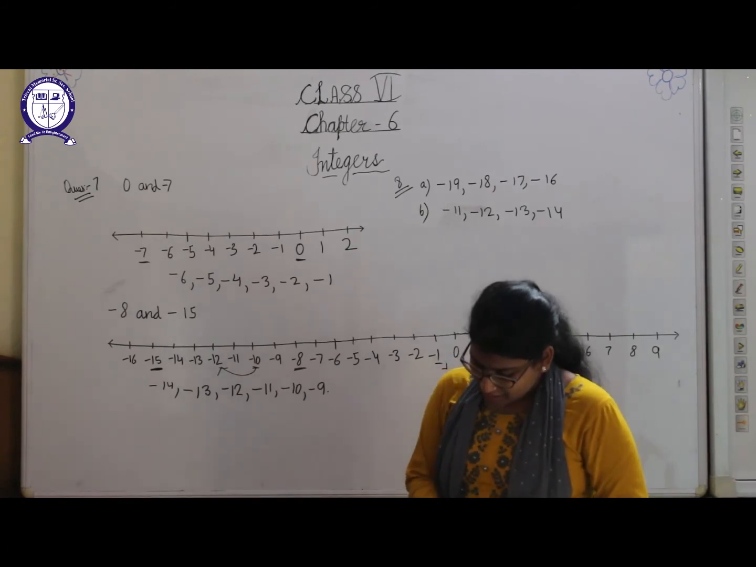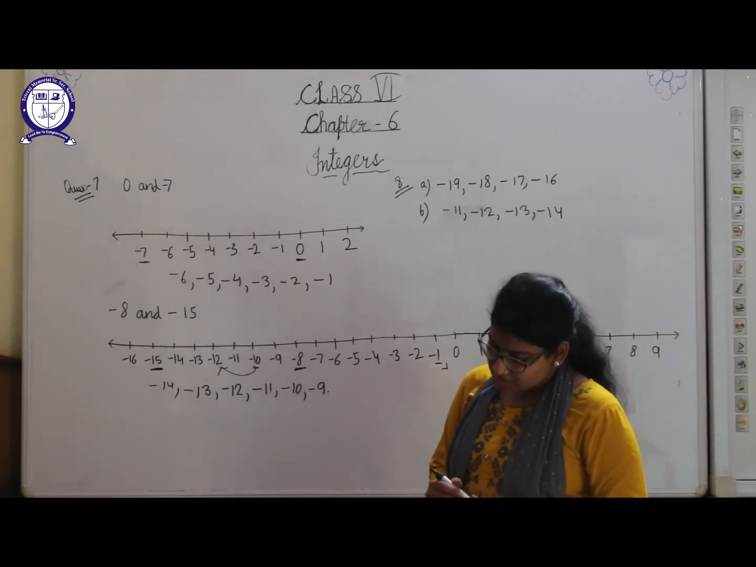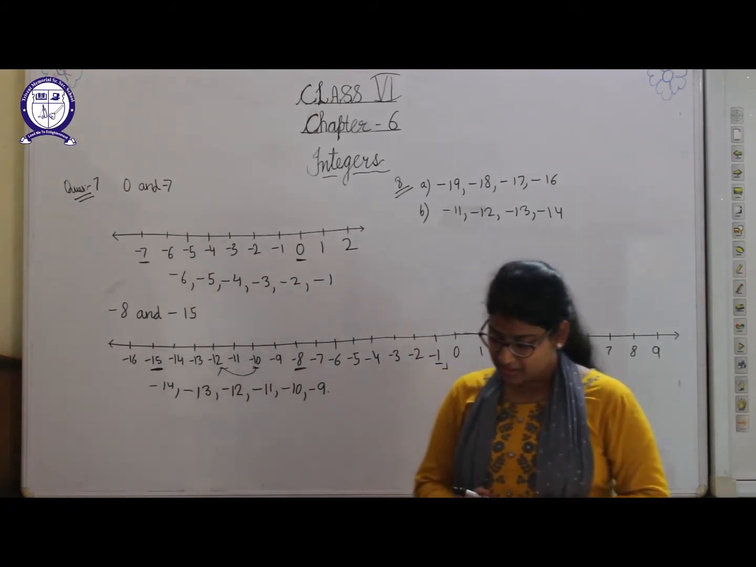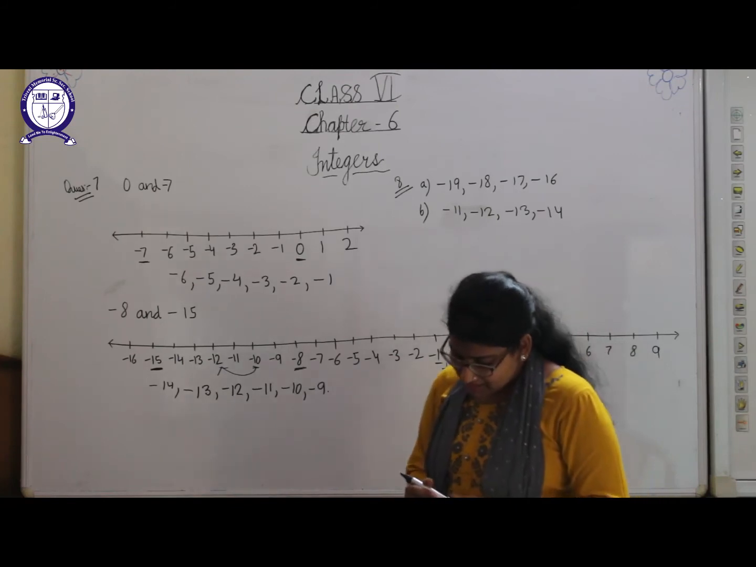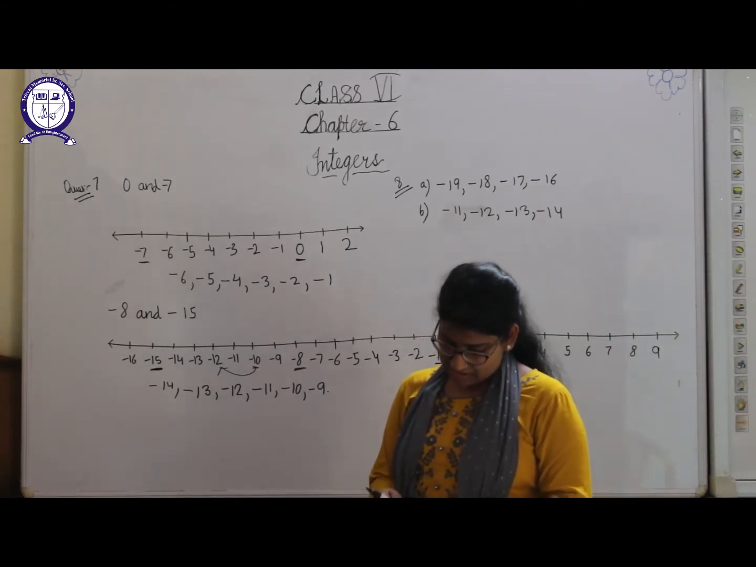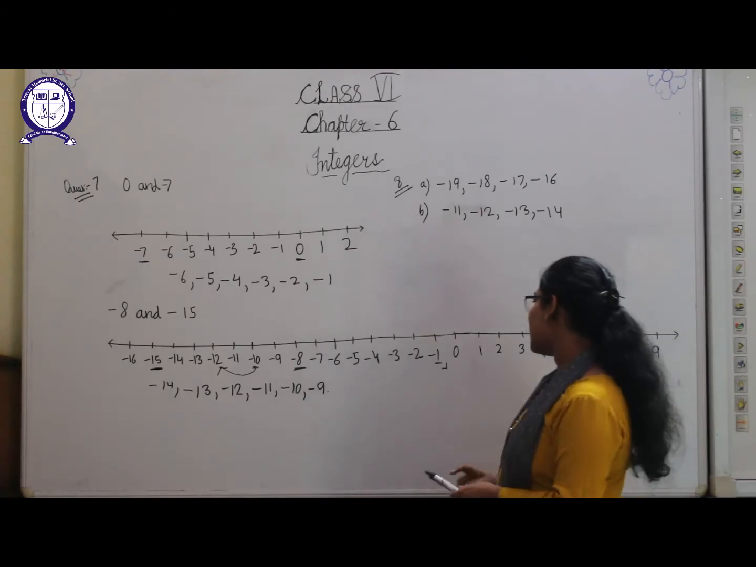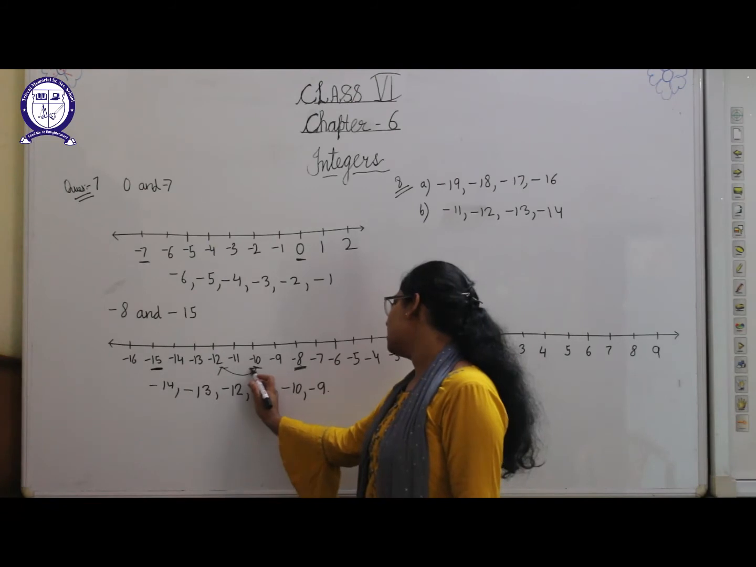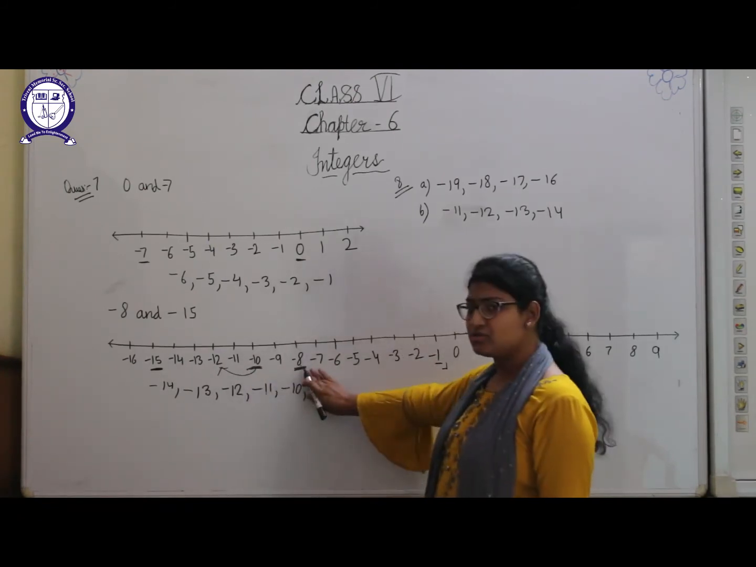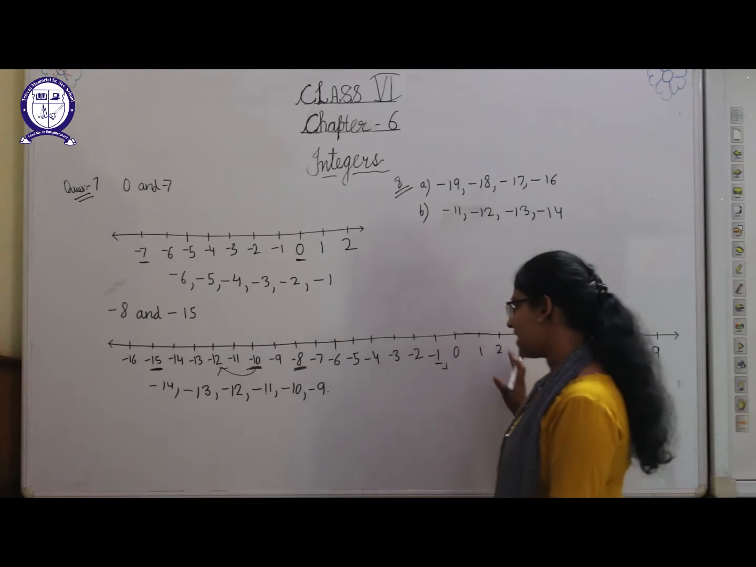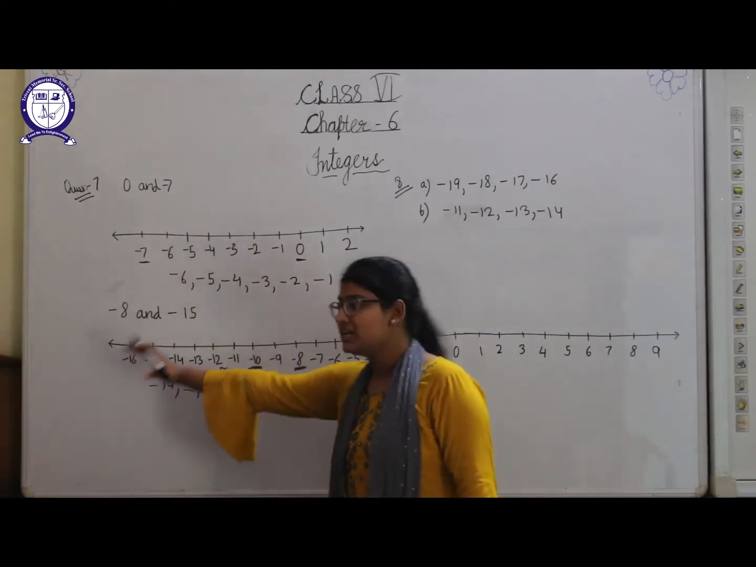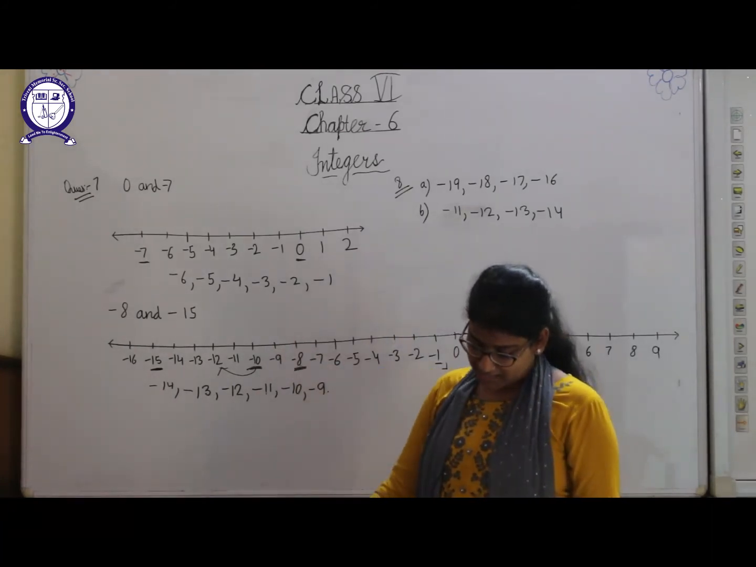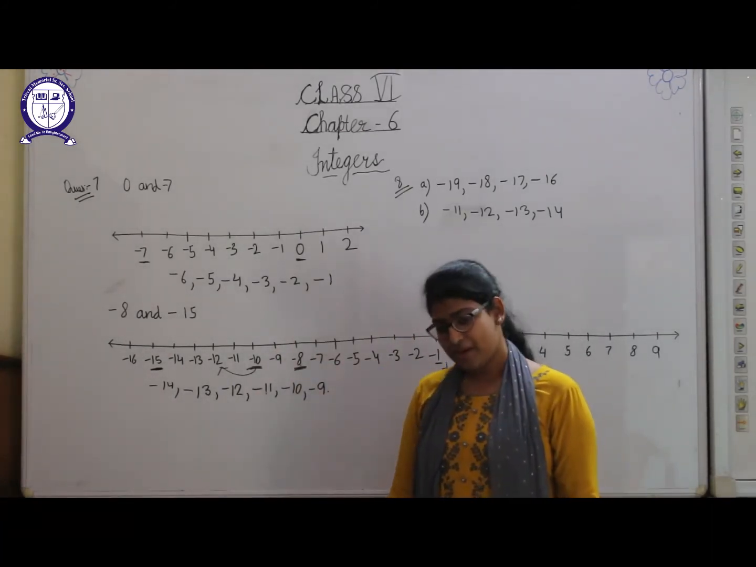Now ninth question is, for the following statements write true or false. We have to write true or false, and if the statement is false, correct the statement. First part is minus 8 is to the right of minus 10 on a number line. Is minus 8 on the right side? This is minus 8 here and this is minus 10 here. So what is on the right side? Minus 8 is on the right side, because as we know that this is the right side and that is the left side. So this statement is true. Minus 8 is to the right of minus 10.